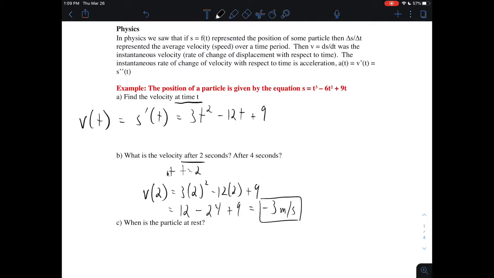And then the second part of part B is, what about after 4 seconds? For this, t is equal to 4. So we want to find the velocity at time 4, which again would just be 3 times 4 squared minus 12 times 4 plus 9. That gives us 3 times 16, which is 48, minus 12 times 4, which is also 48, plus 9, which gives us 9 meters per second.